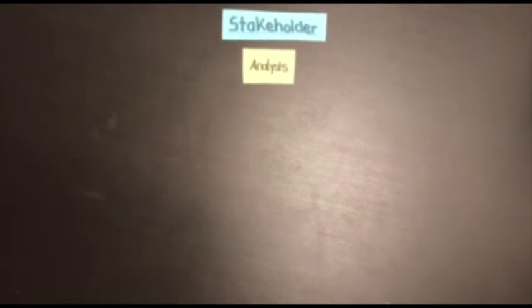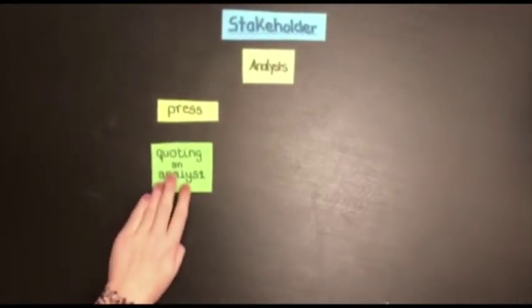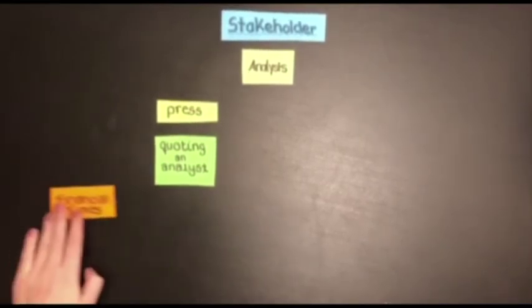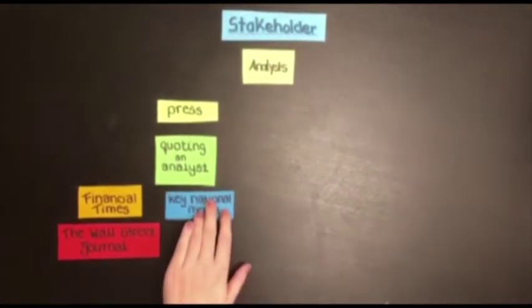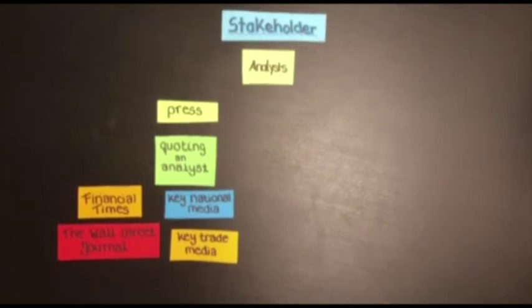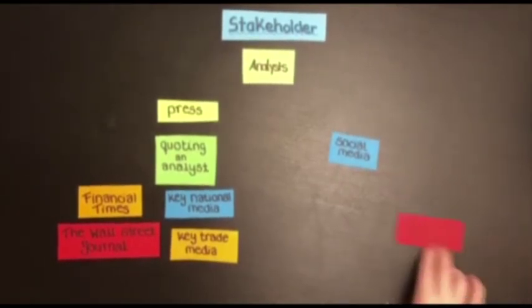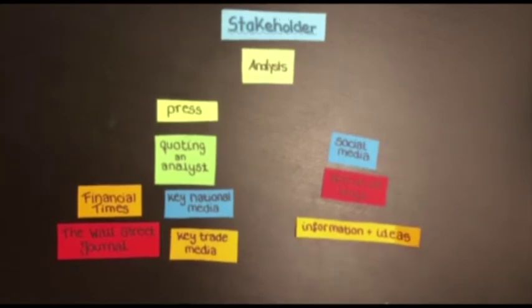Analysts have an important relationship with the press. Journalists can add weight to an article by quoting an analyst. An analyst will also watch key press like the Financial Times, the Wall Street Journal, and key national media, as well as key trade media for new ideas or independent information on companies and sectors. The growth of social media, particularly specialists' blogs, has also provided new sources of information and ideas for analysts.